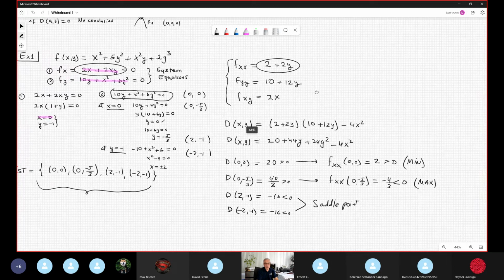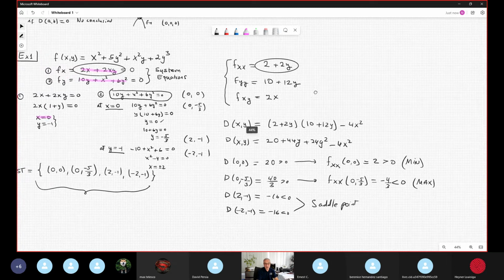But yes, curiosity, you evaluate this specific point in the original function in order to determine, well, it's a maximum. Okay, it's a maximum at (0, 0), but what value? So now you evaluate the original function at (0, 0). You evaluate (0, -5/3). It's the same point, but on the original function, not in the discriminant.